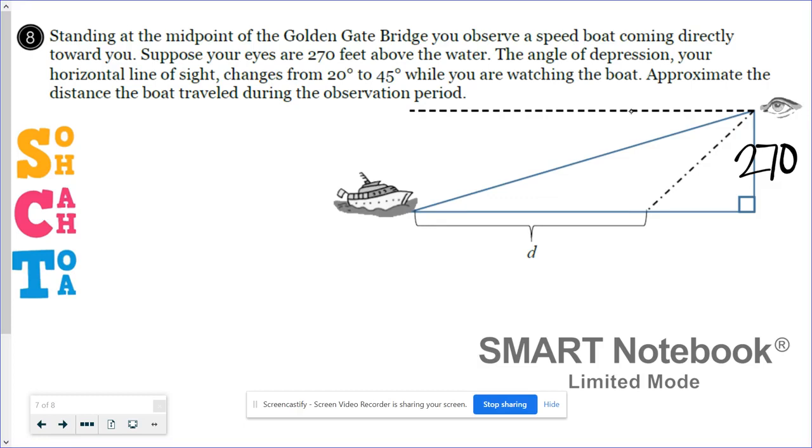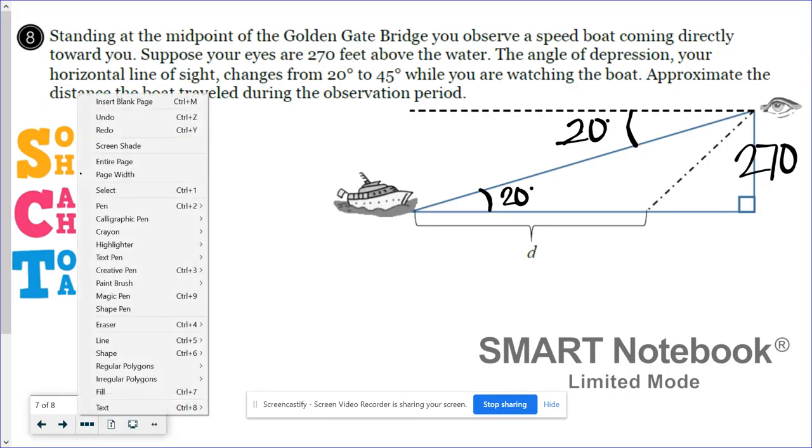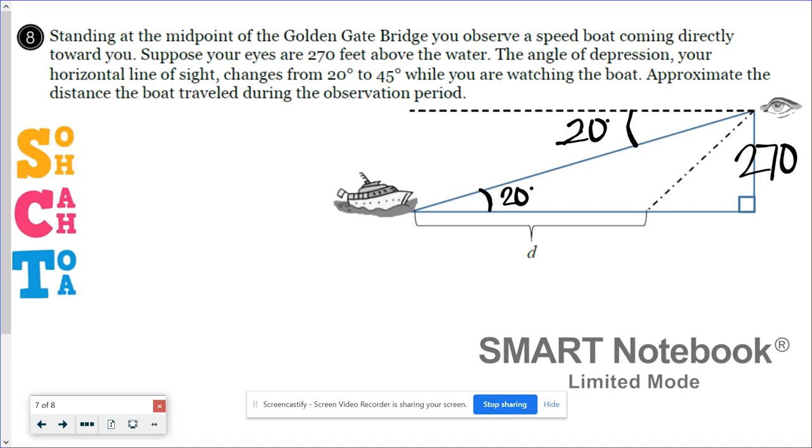So first, when you see the boat, your angle of depression is 20 degrees, right? Remember, the angle of depression would be equal to this angle of elevation. So this angle of elevation is also 20, right? So that's the angle of depression when you first saw the boat. And then when you saw the boat again, your angle of depression changed to 45 degrees. So this right here is representing your angle of depression, and that's going to be congruent to this angle down here.